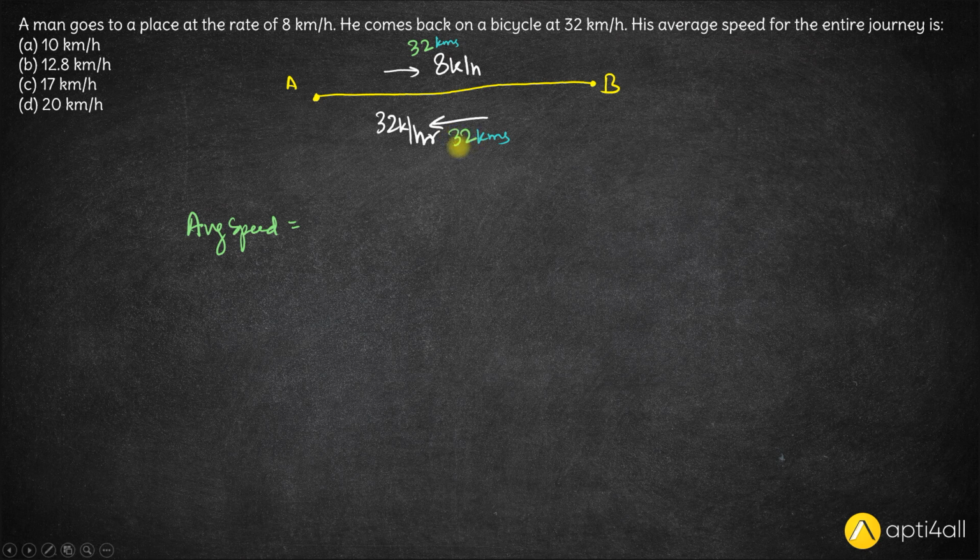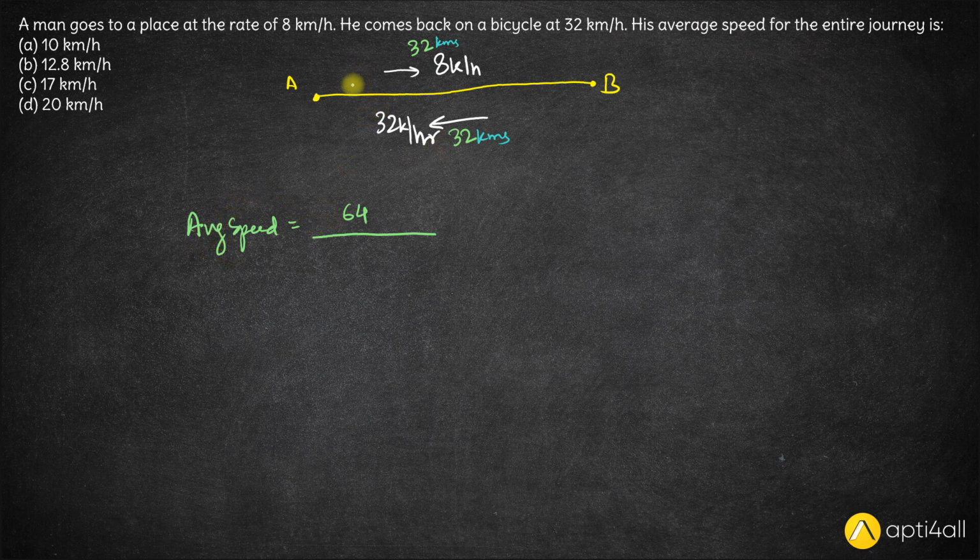We can also solve it using d. No issues with that. If you are comfortable with variables, you can assume d. Or if you are more comfortable with numbers, you can assume the value of d to be 32. So the total distance traveled now becomes 64 kilometers divided by the total time taken. That's how we calculate average speed.